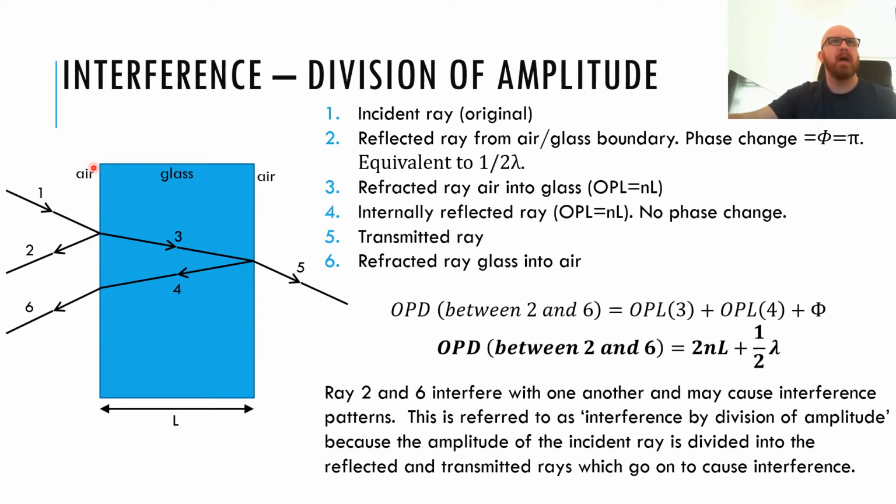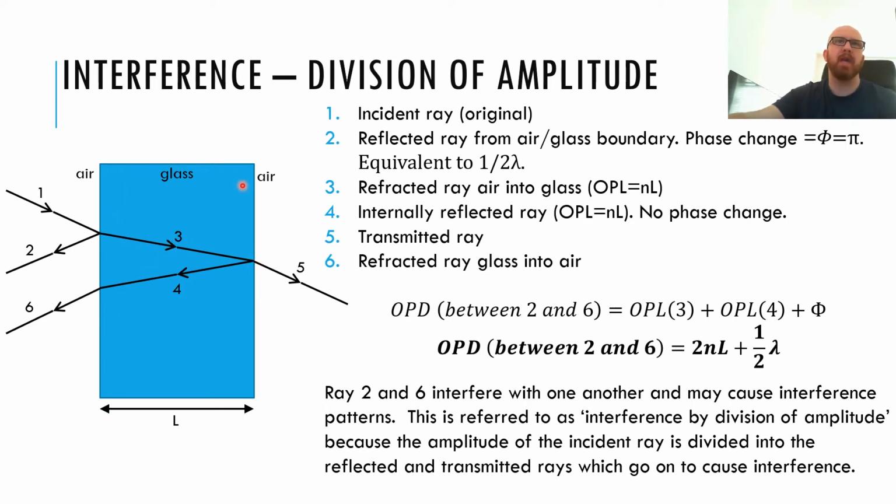The light comes in from air into a higher density material, usually glass. What happens at that boundary where the dot is that some of it is going to reflect, some of it is going to refract. If it reflects, then it's an air-glass boundary, low density to high density. So number 2 has a phase change. Reflected ray from air-glass boundary, phase change is pi, equivalent to a half wavelength. So there's a phase change here. 3 is your refracted ray, air into glass. This optical path length here is n times the length.